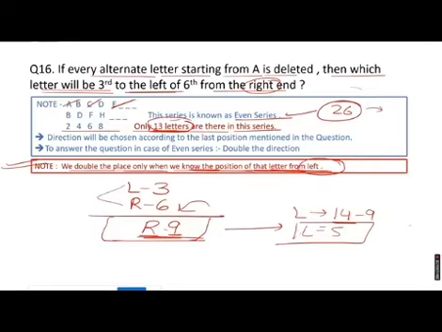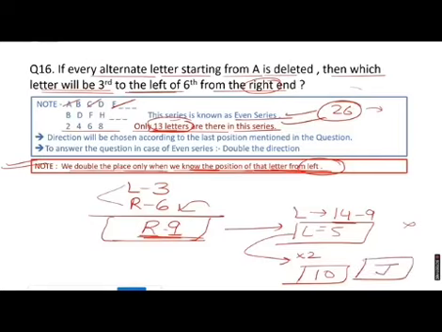So the position is fifth from the left hand side, but it is not the complete answer. Why? Because we are not discussing the case of a normal series, we are discussing the case of an even number series. So we have to double the value. On doubling the value, we get 10. And the letter present on the 10th position from the left side is J. So your answer will be J.